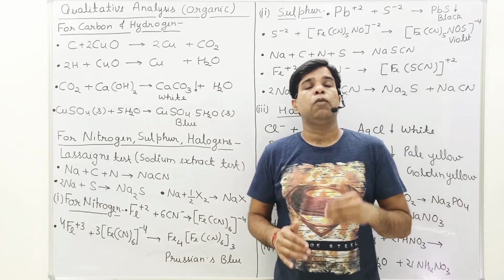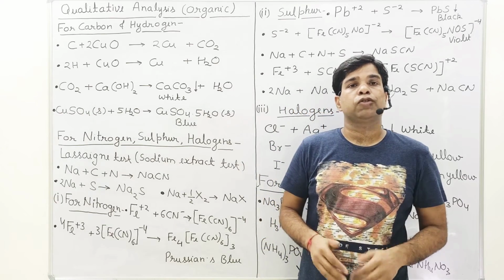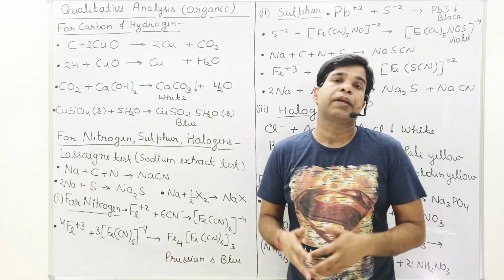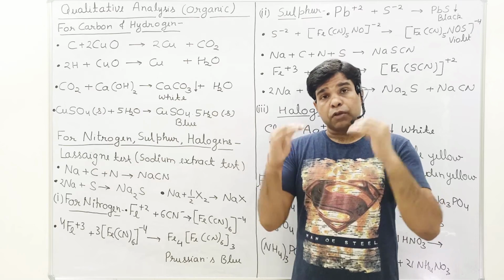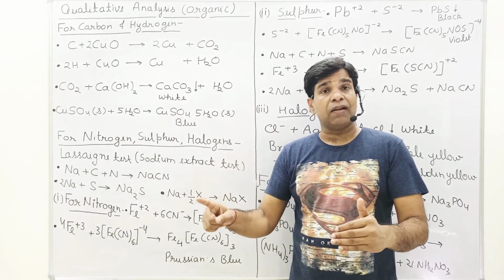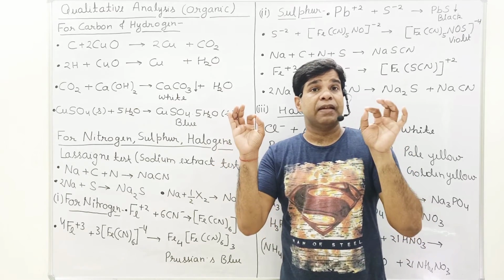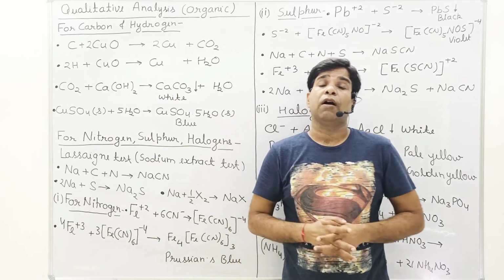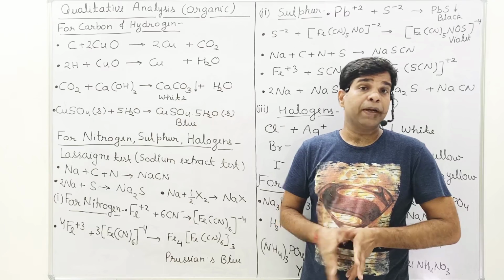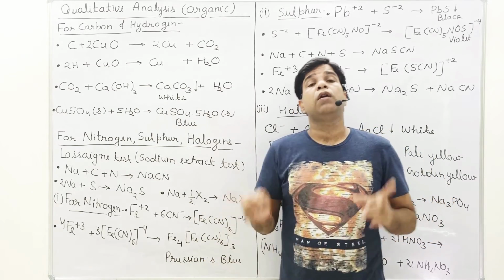This compound is called Prussian blue, and due to the formation of Prussian blue, the solution becomes blue in color. If the solution becomes blue after the reaction with Fe3+ and FeSO4, it indicates that nitrogen is also present in the given compound. Okay beta, this Prussian blue is also called Turnbull's blue.